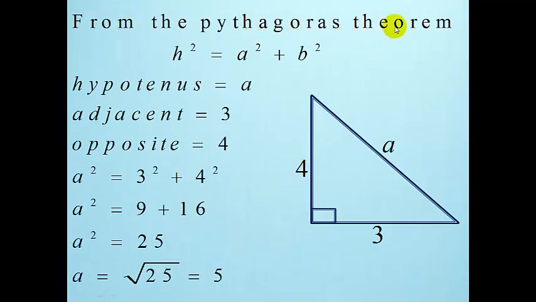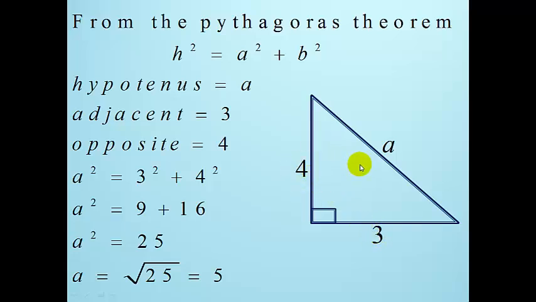From the Pythagoras theorem, we know that the square of the longest side, that is the square of the hypotenuse, is equal to the sum of the squares of the other two sides. When we consider this diagram, the longest side is A, that is the hypotenuse. Now because the acute angle is not given, any of the sides can be our adjacent and any of the sides can be our opposite.